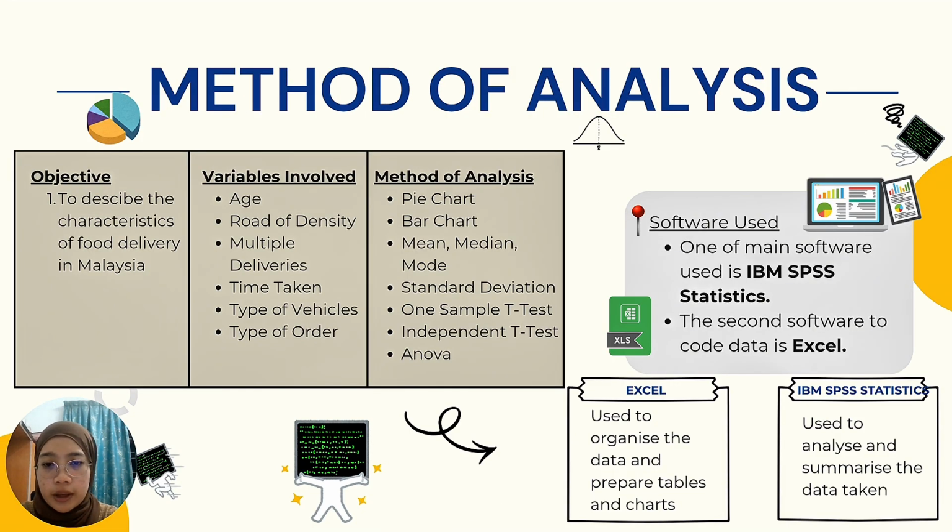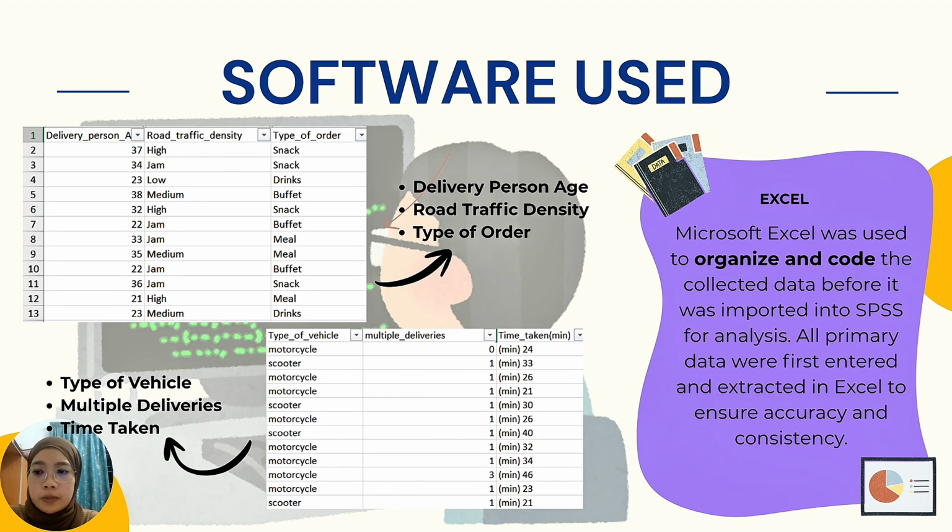So for this slide, I'll be explaining the method that we use to complete and gather the analysis. First, we use Excel, and second, we use IBM SPSS Statistics. Continuing from the previous slide, I'll be explaining in more detail. For Excel, before we analyze the data, we use Microsoft Excel to organize, clean, and code the dataset. This helped to ensure the data was accurate and consistent before we imported all the data into IBM SPSS Statistics. So Excel was only used for data preparation.